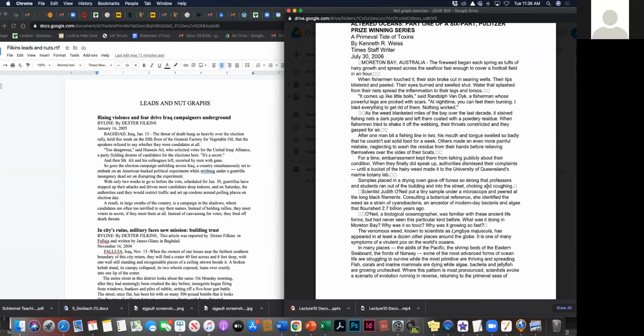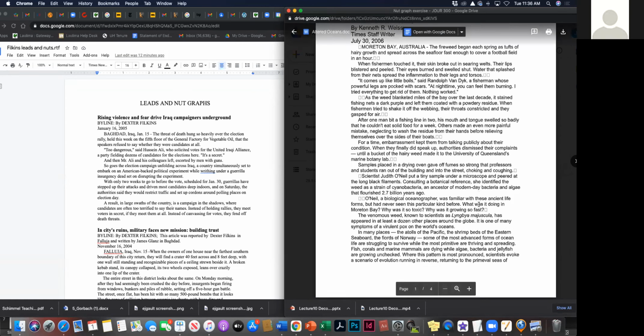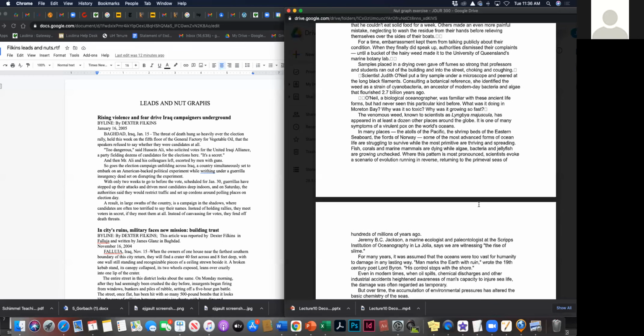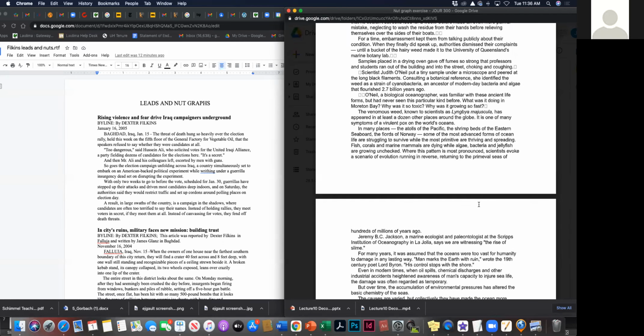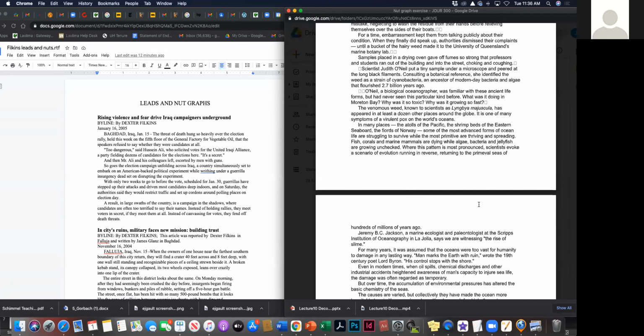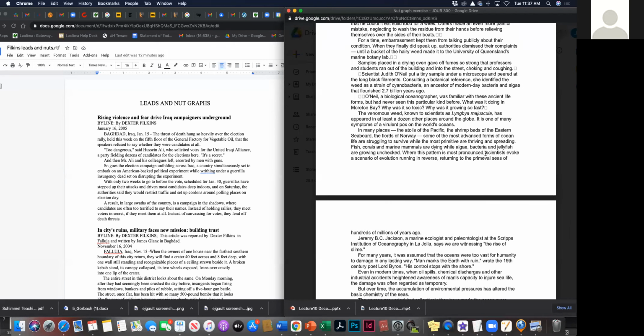Yeah. Right. So how does that relate to the nut graph? What's the nut graph about? The nut graph says, in many places, the atolls of the Pacific, the shrimp beds of the Eastern Seaboard, the fjords of Norway, some of the most advanced forms of ocean life are struggling to survive, with the most primitive thriving and spreading. And then I think it paints a picture, like in the beginning there's this firestorm weed, and then it talks about how in oceans around the world there could possibly be something just as damaging, or the same thing.